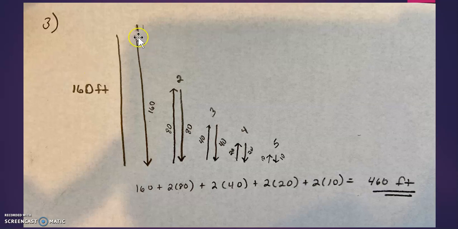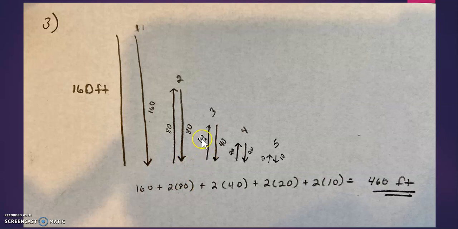Okay, so when it's initially dropped, it's going to travel 160 feet, but then it bounces back up and comes down. That would be the 2nd time it hits the floor. So before it hits the floor the 2nd time, it's traveled 80 up and 80 down. So that'll be 2 times 80. That's the 2nd time it's hit the floor.